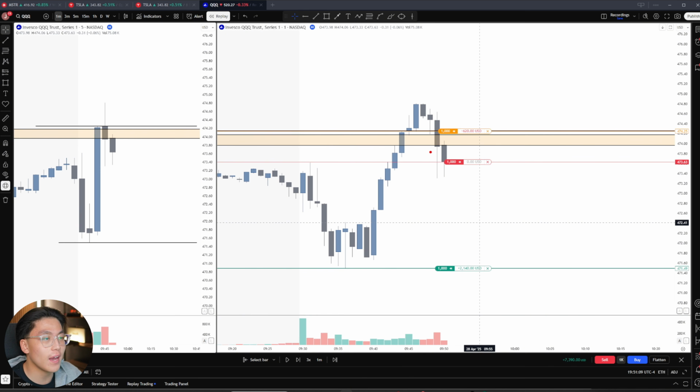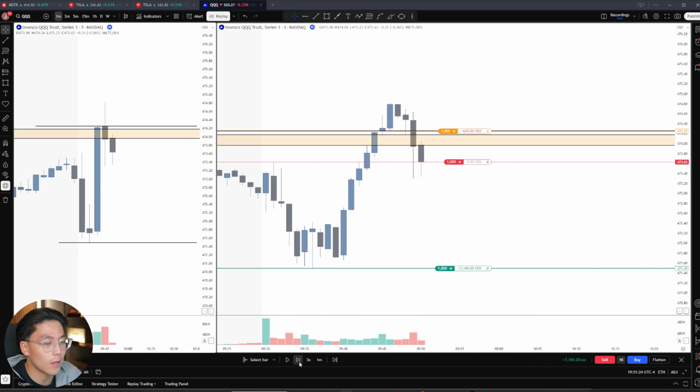Just based off of the fact that the 1 minute candle closed back underneath this 474, we have an upper wick here on the 5 minute time frame as well. Most likely we're going to come back inside of the range because of this upper wick that we have established. Now let's see if this trade ends up working out.